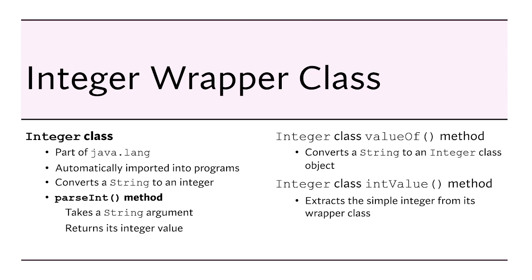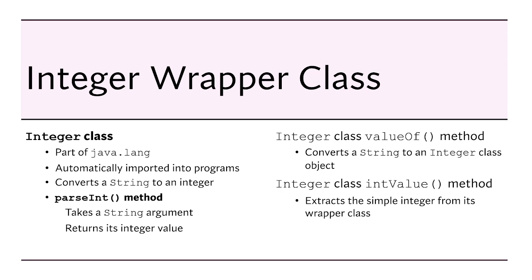It converts a string to an integer. Use the parseInt method to do that. Integer.valueOf converts a string to an Integer class object, right? And basically, you can use parseInt to return the integer value. They're very similar. And the Integer class's intValue extracts a simple int from its wrapper class.